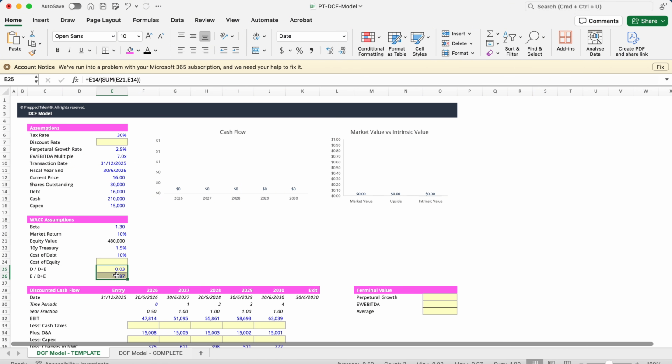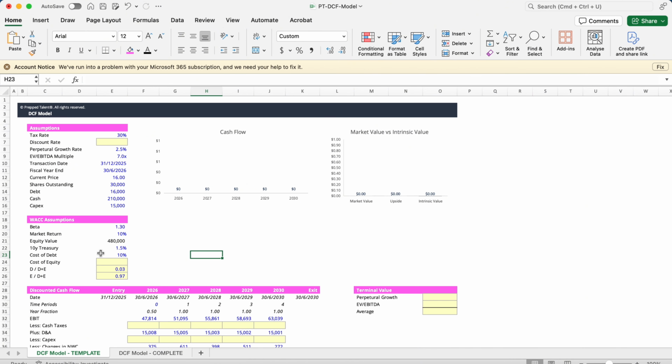And so those two should always sum to 1. So we've got our ratios. We've got our cost of debt. Now we need our cost of equity. So remembering how to calculate the cost of equity, I've got the formula on the screen there.